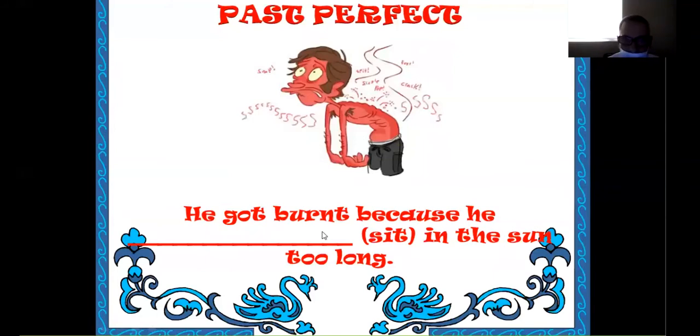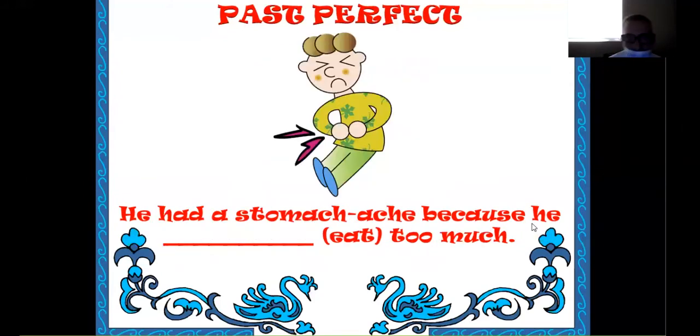He got burned because he sat in the sun too long. He got burned because he had, okay, as you see, he had been sitting, or he had sat, in the sun. He had a stomach ache because he ate too much. First, he had eaten too much, then he had a stomach ache. So what happened first? He had eaten too much, then he had a stomach ache.